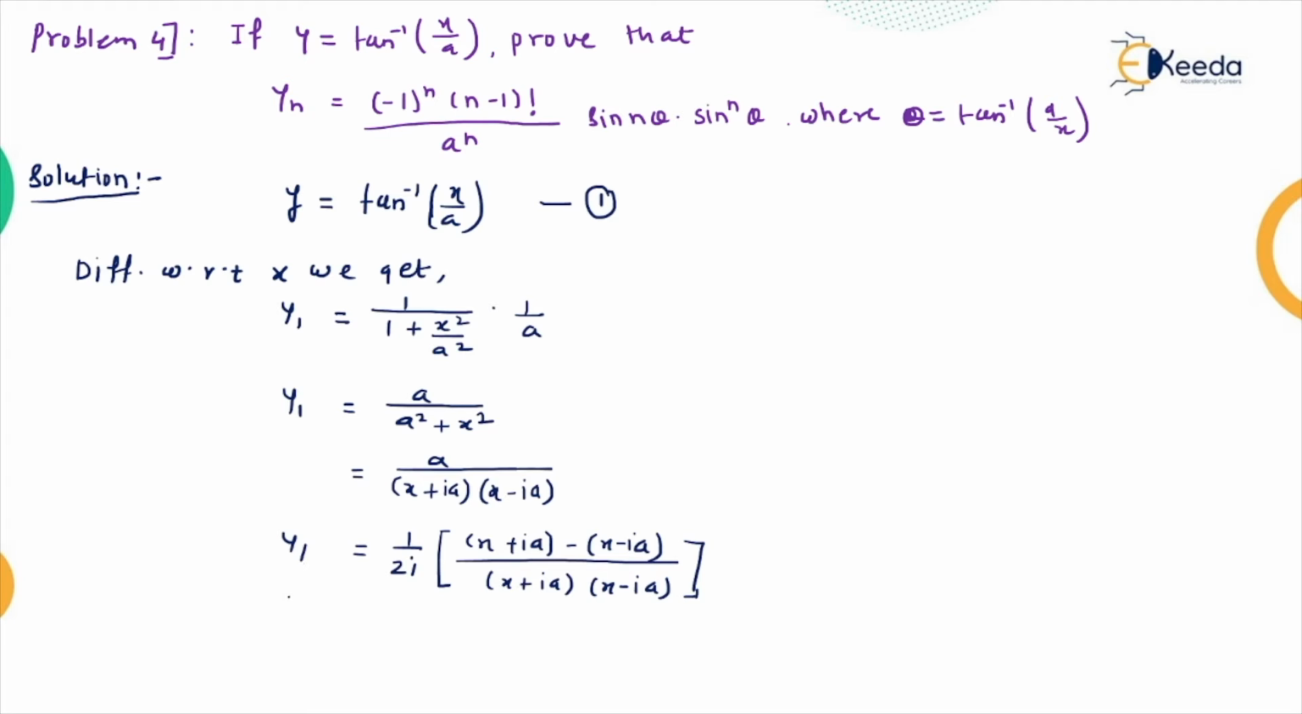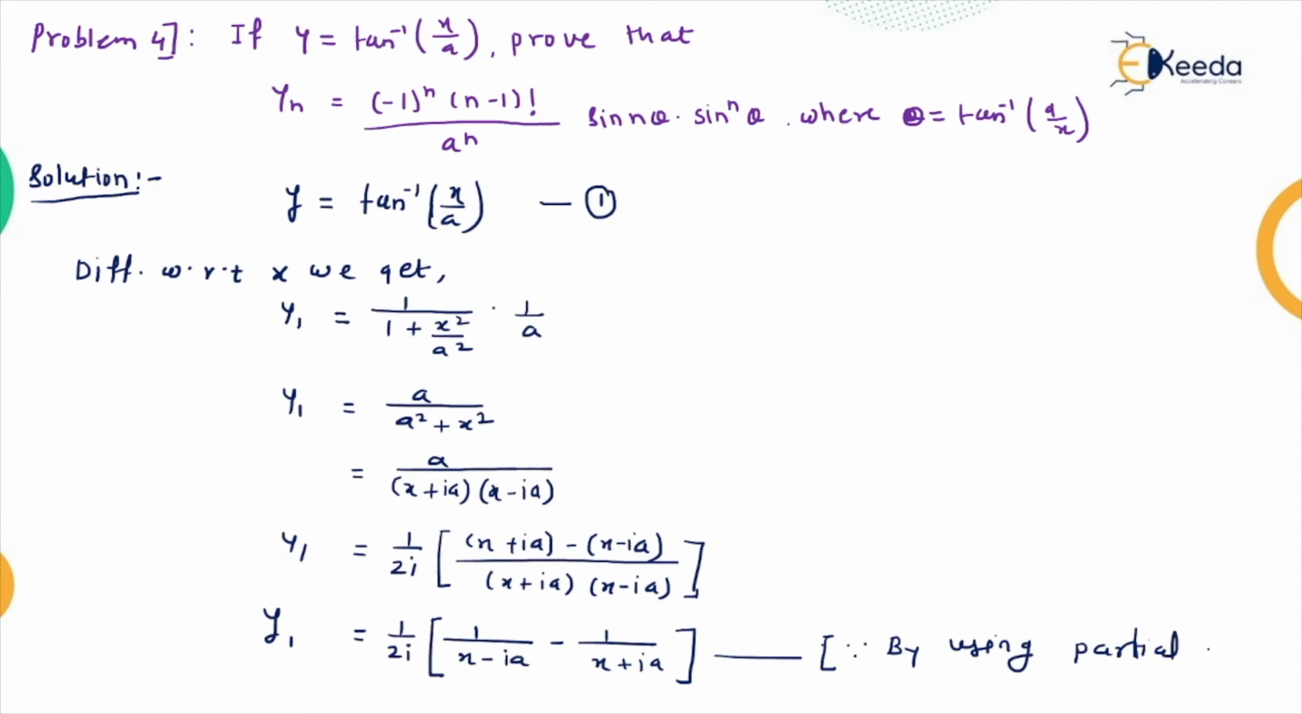So clearly y equals 1 upon 2i in bracket, 1 upon x minus ia minus 1 upon x plus ia, by using partial fractions. So after using partial fractions, you get y1 now in this form. You have to carefully observe here: y1 is equal to 1 upon 2i in bracket x minus ia minus 1 upon x plus ia.